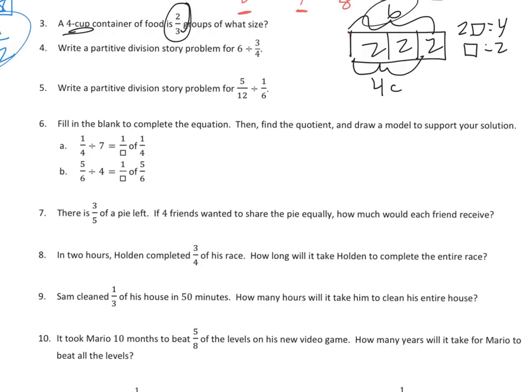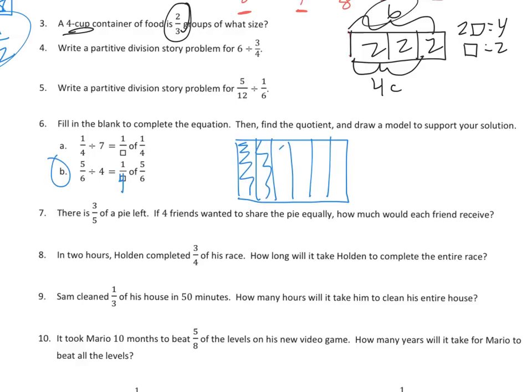So we'll do B, and it says 5/6 divided by 4 equals 1/4 of 5/6. So I'm going to draw a model to show 1/6, and I need to shade in 5. And I need to try to find 1/4 of that. So I got to break this into fourths. And we're looking at this top part right here because that's one of the fourths. So that's 1, 2, 3, 4, 5.